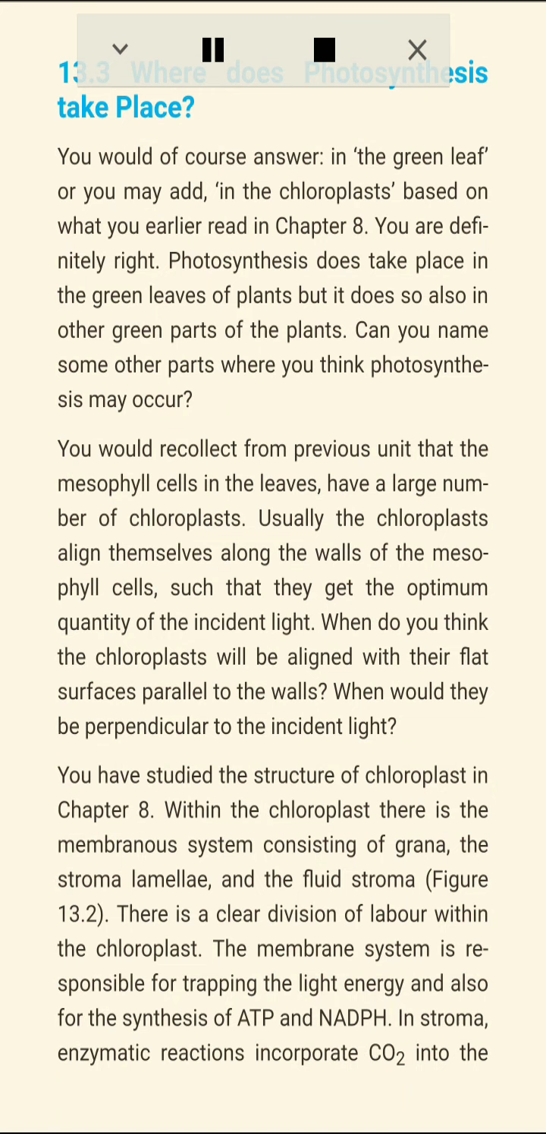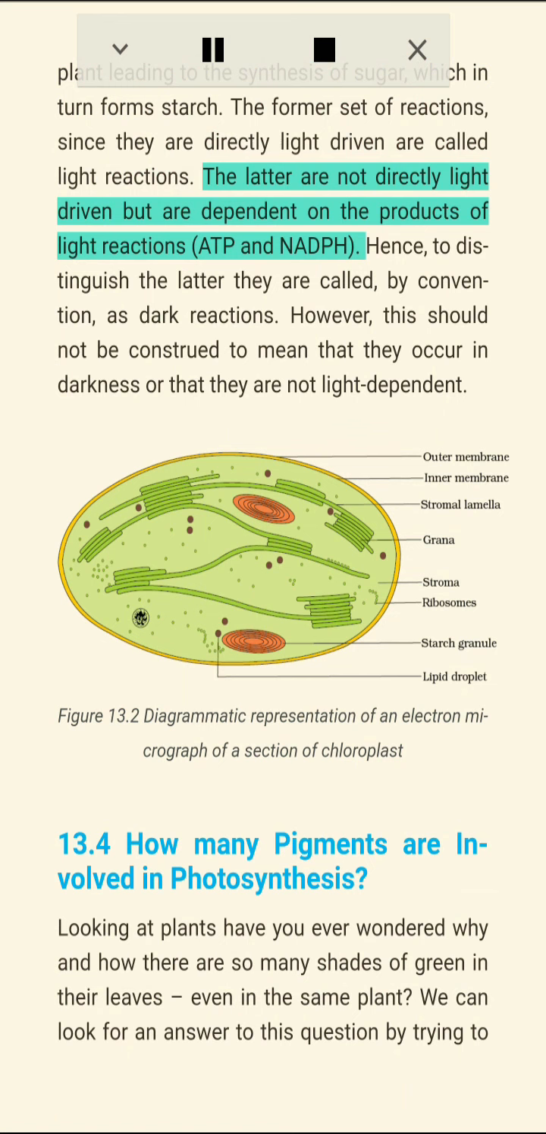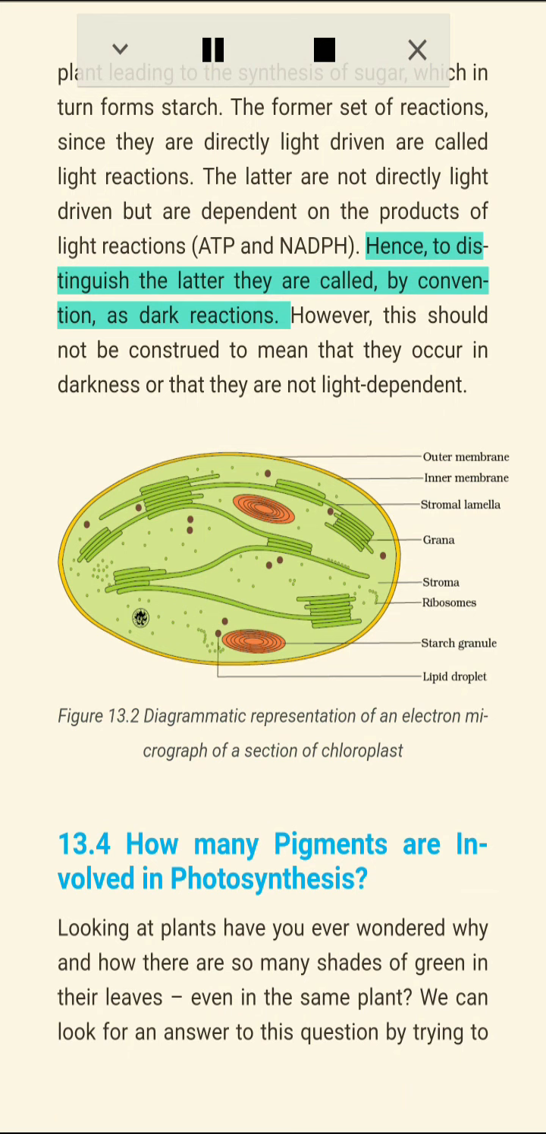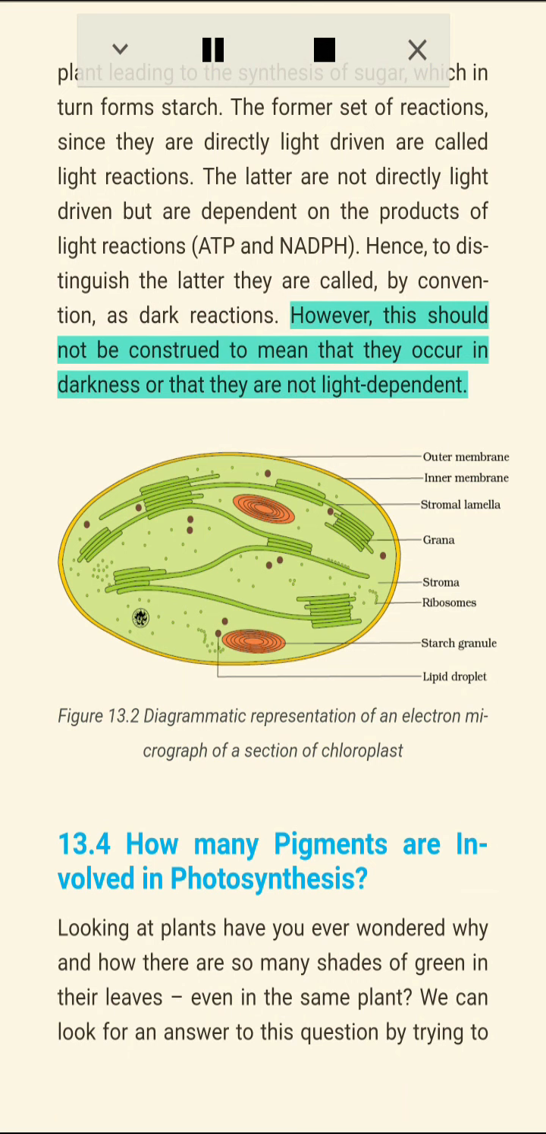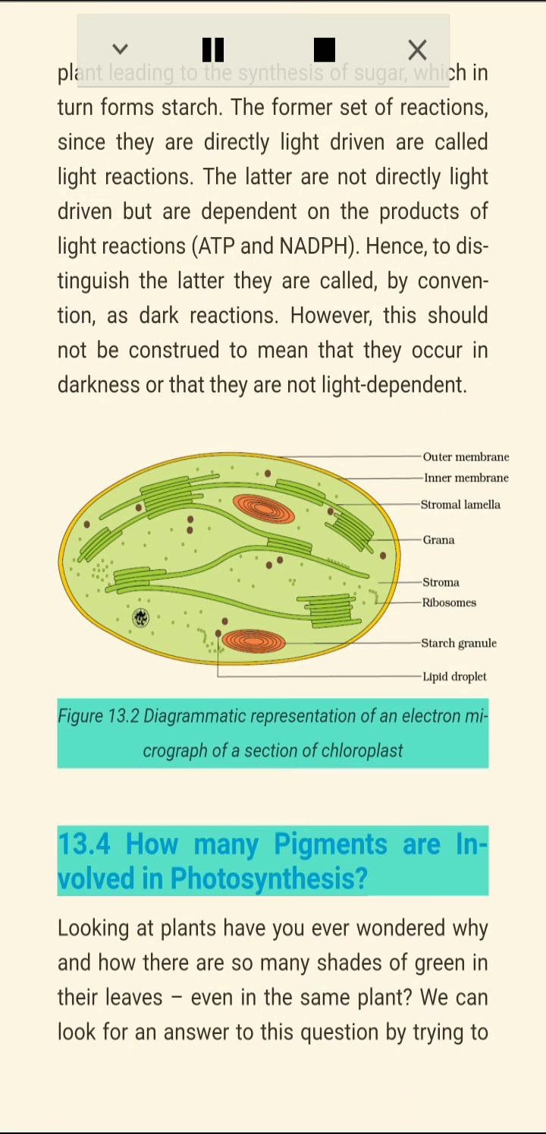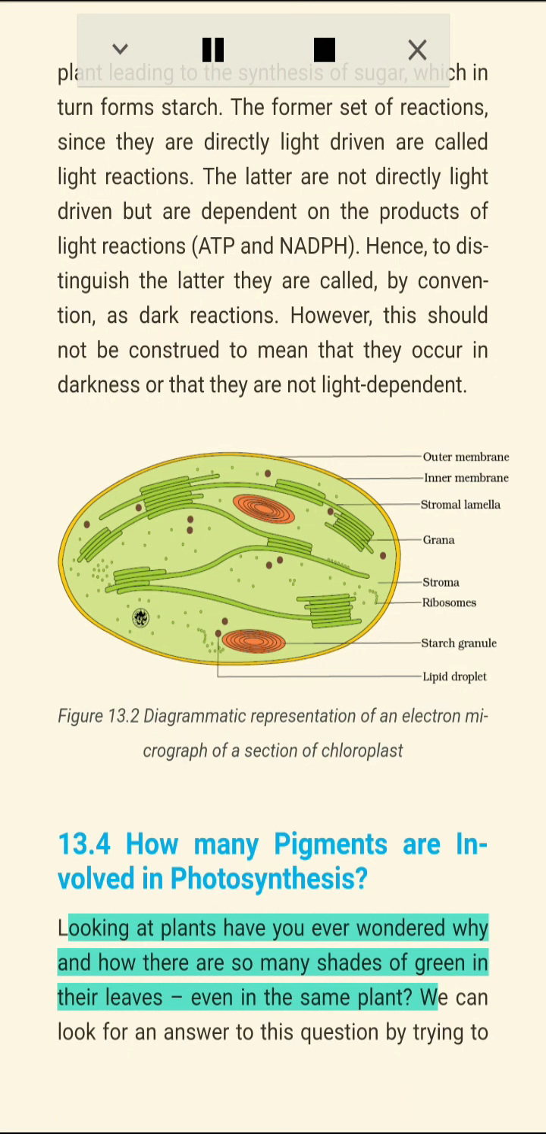The former set of reactions, since they are directly light-driven, are called light reactions. The latter are not directly light-driven but are dependent on the products of light reactions, ATP and NADPH. Hence, to distinguish the latter, they are called, by convention, dark reactions. However, this should not be construed to mean that they occur in darkness or that they are not light-dependent. Figure 13.2: Diagrammatic representation of an electron micrograph of a section of chloroplast.